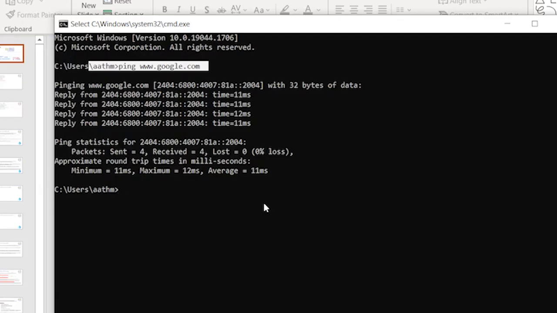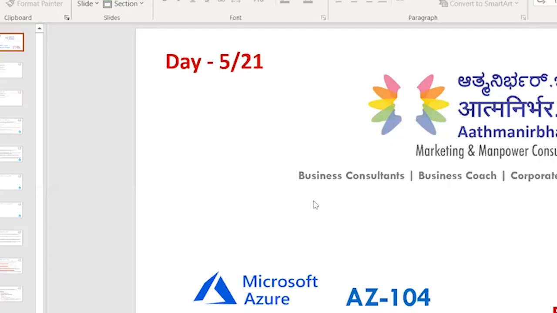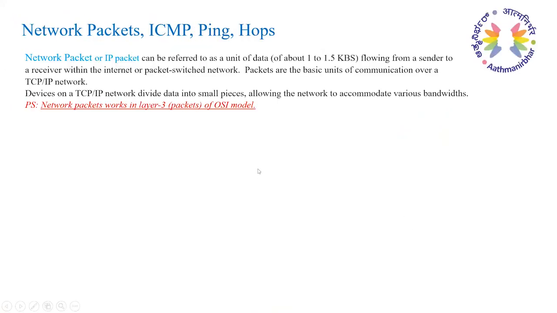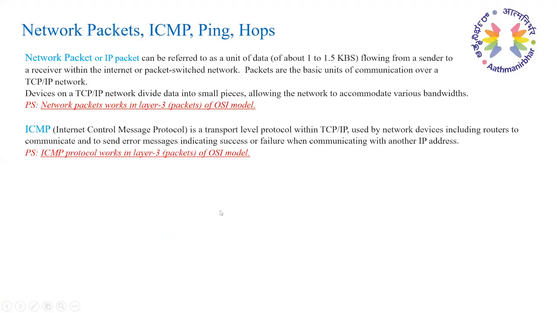What if the ICMP echo request is disabled on google.com? You will not be able to establish the connectivity. That is the lab exercise we are going to perform today. Before we move on, let's complete the other things that are there. This is about network packet.